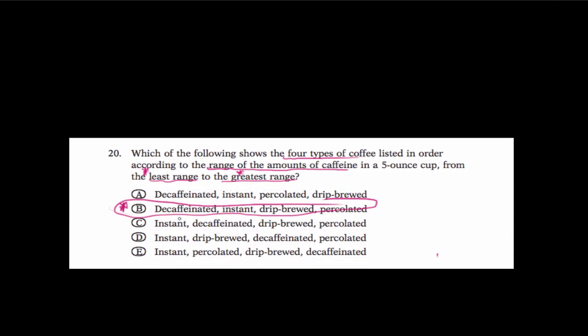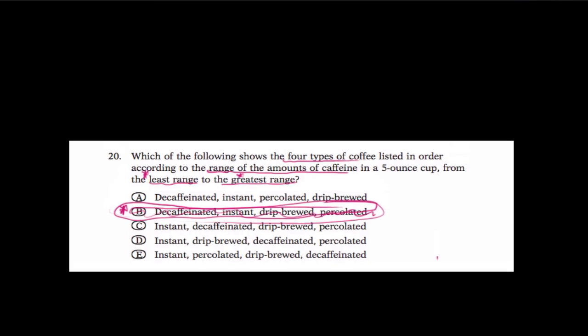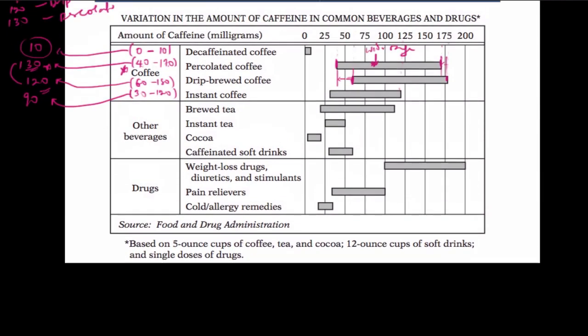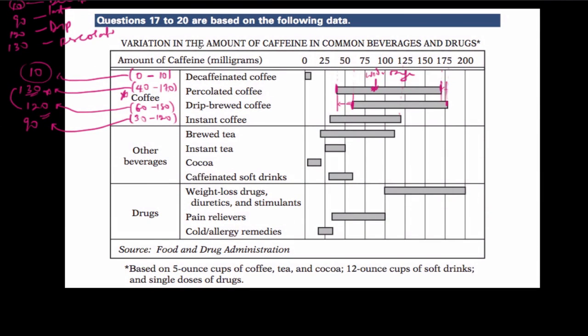So the solution of the problem is B, and that completes the whole problem under the series of questions for the graphical illustration of the variation in the amount of caffeine in common beverages and drugs under the revised GRE general test.